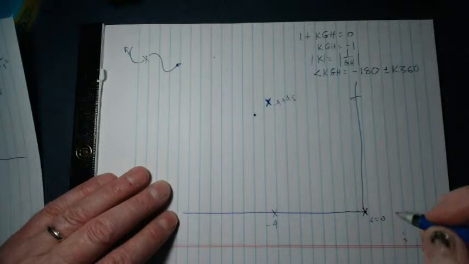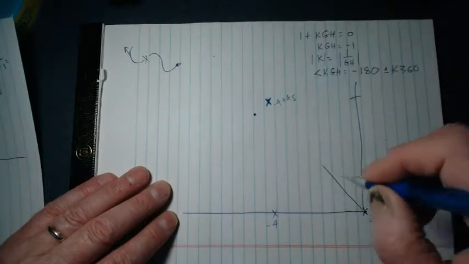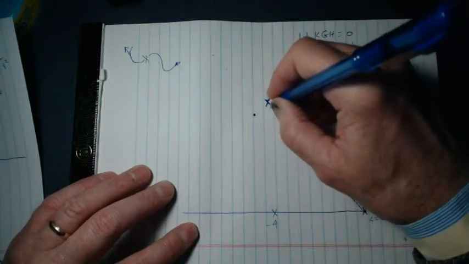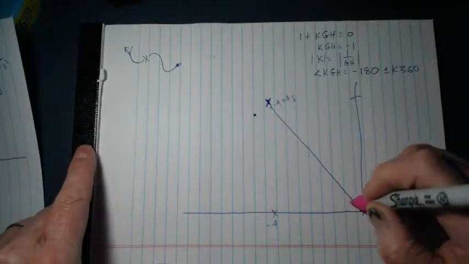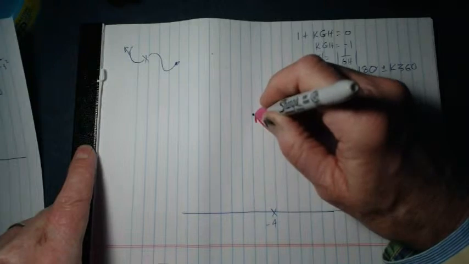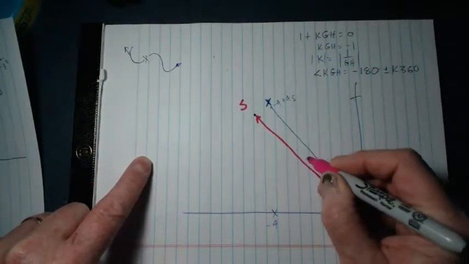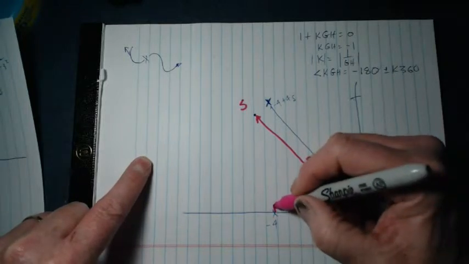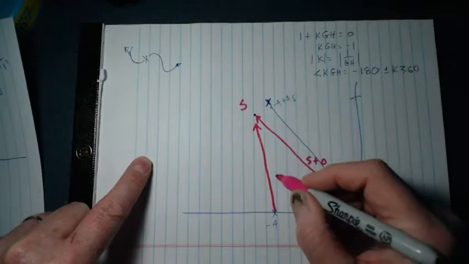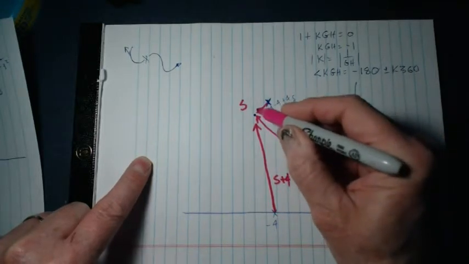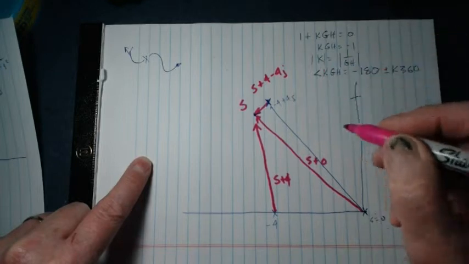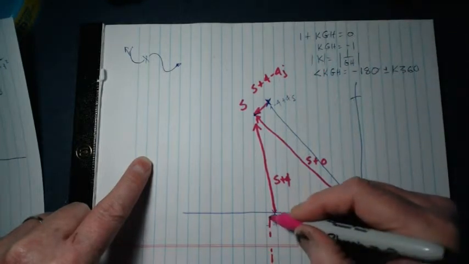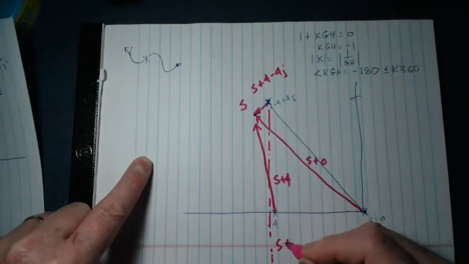And so what I'll do here is look at what the angle is. So this is the vector. Oh, darn it. All right, now I have to use a different color because I messed up. Ignore that line. So this is the vector. If this is s, this is the vector s plus 0. This is the vector s plus 4. This is the vector s plus 4 minus 4j. And this is the vector s plus 4j.